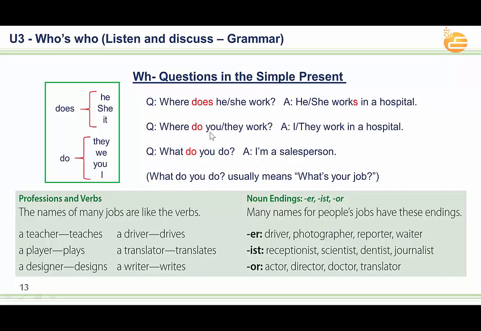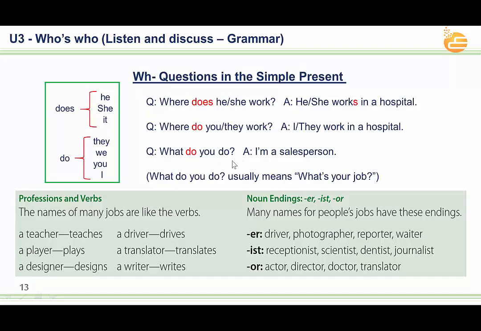Where do you or they work? You and they, we have to use do. Where do you work or where do they work? I or they work in a hospital. Can you see it? No S. We said S with he, she, it only.